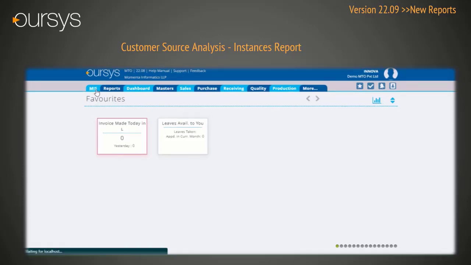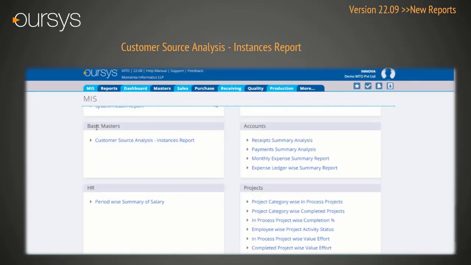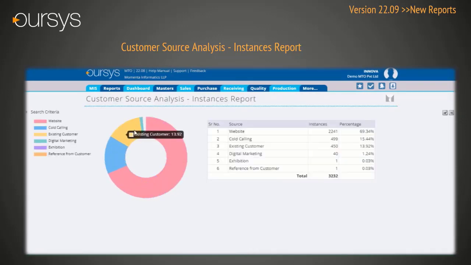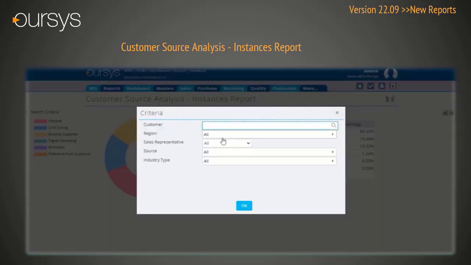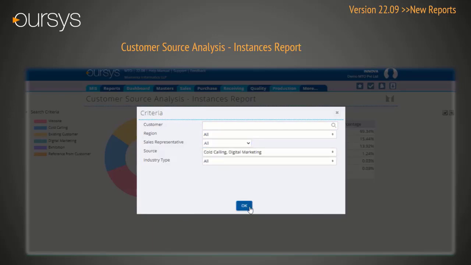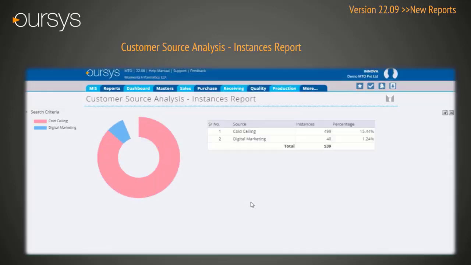Under the MIS module, under the basic master, you will find that report. Once you click on that report, you will see instances. These instances come from the master. Under the filter criteria, you will find customer, region, sales representative, sources, and industry type as well.